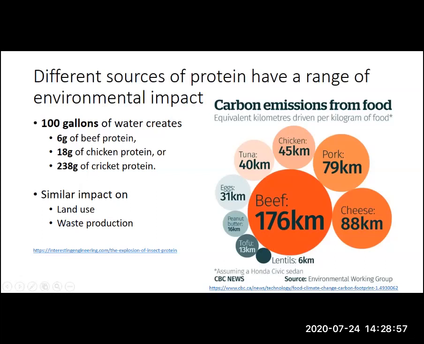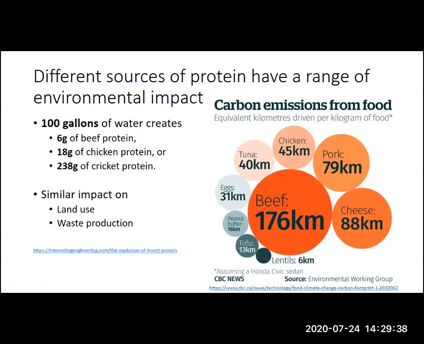We can look at waste production, the amount of waste being produced by these animals that needs to be processed. We can also look at carbon emissions from food. Again, we can look at the equivalent amount of driving corresponding to a kilogram of food. It's a strange way to think about it, but it shows you the environmental impact. A kilogram of beef is the same thing as driving a Honda Civic sedan 176 kilometers. And so that's not so good.